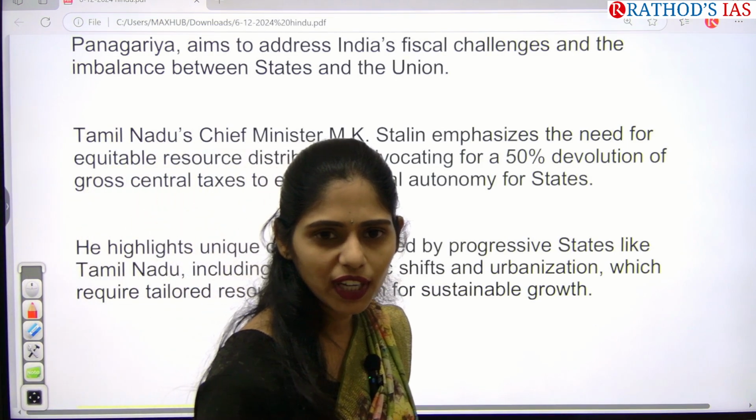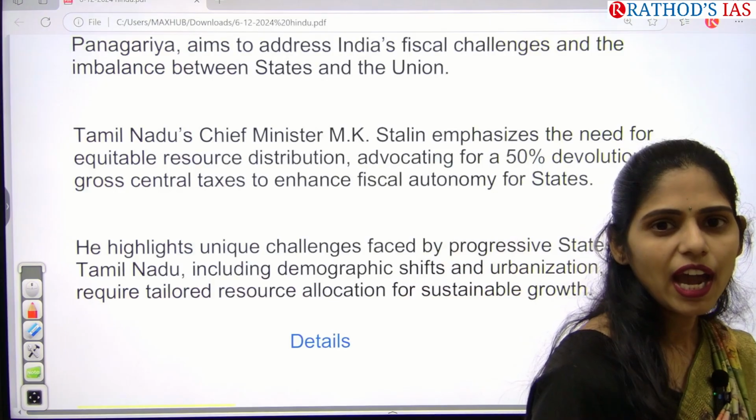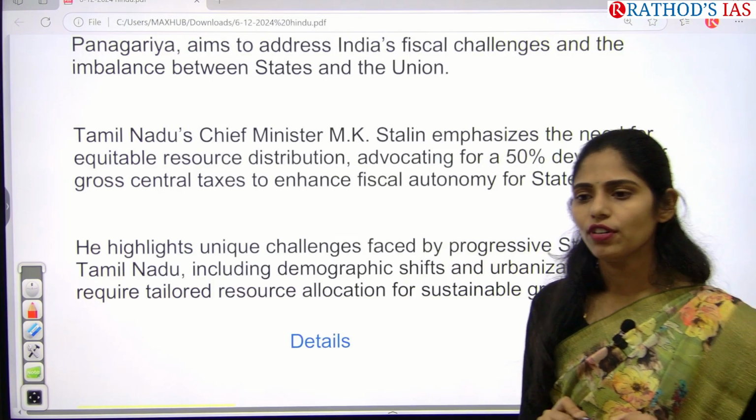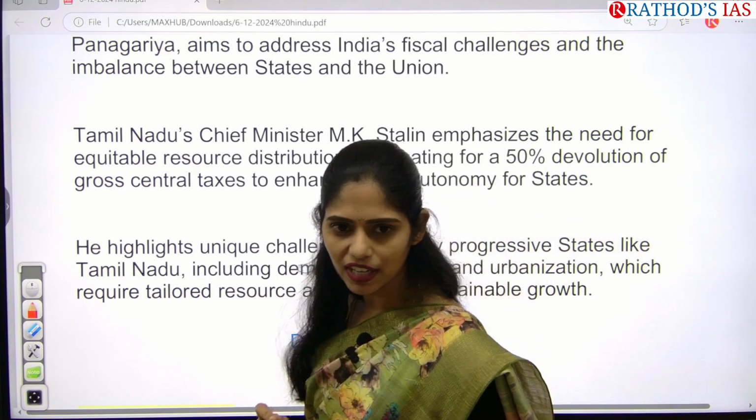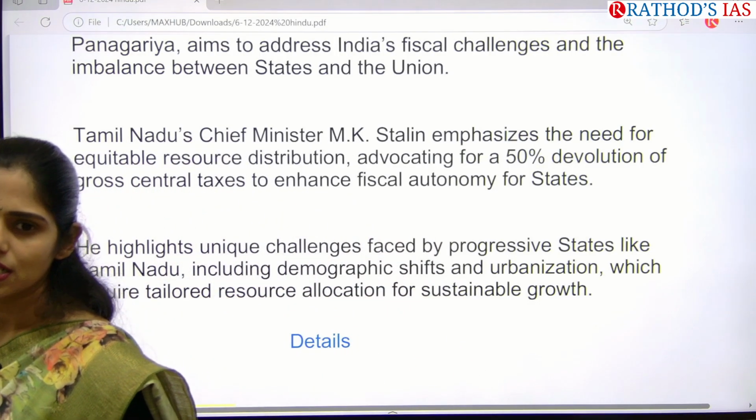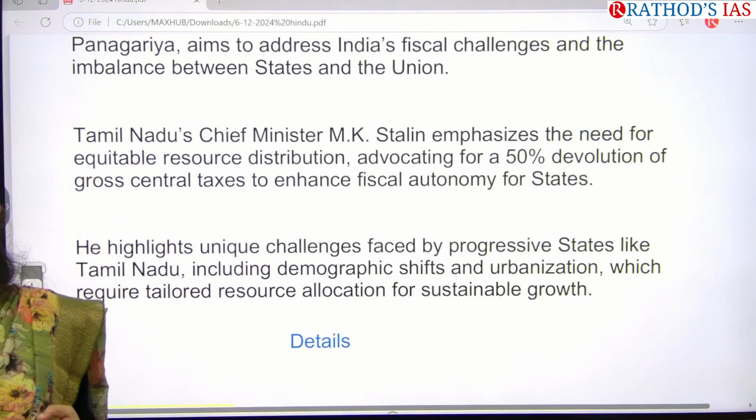So because of this, we need to have more funds. And next, we have to go for increasing or repairing of infrastructure. For that, we need funds. And next, the TFR rate is decreasing. That means the number of old age people is increasing in Tamil Nadu.